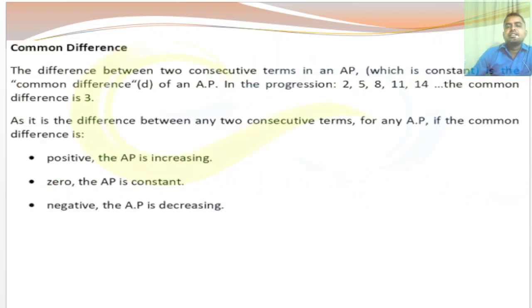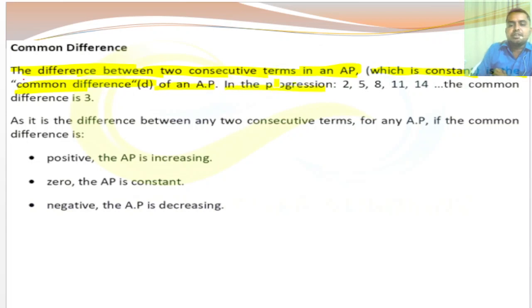And next, let us talk about the common difference. What actually is the common difference? It is very important. The difference between two consecutive terms, one after the other, in an AP is a constant. If the difference between two consecutive terms is constant, that is the common difference of an AP.